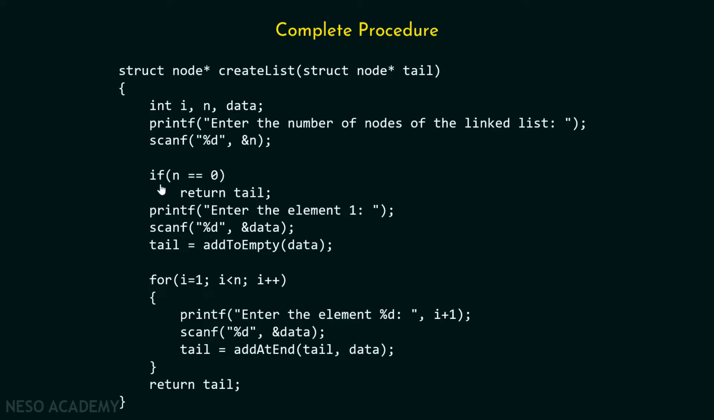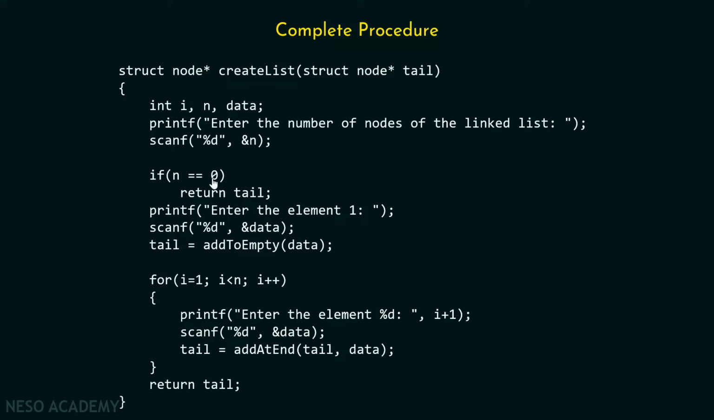After this, you can see that I am using this procedure. If n is equal to 0, then return tail. That means if the user has entered 0, the user doesn't want to add anything, okay? Then simply return tail back to the main function. We know that tail is currently holding null because there is no node in the list, right? Returning tail means we are returning null only. This means that there is no node in the list.